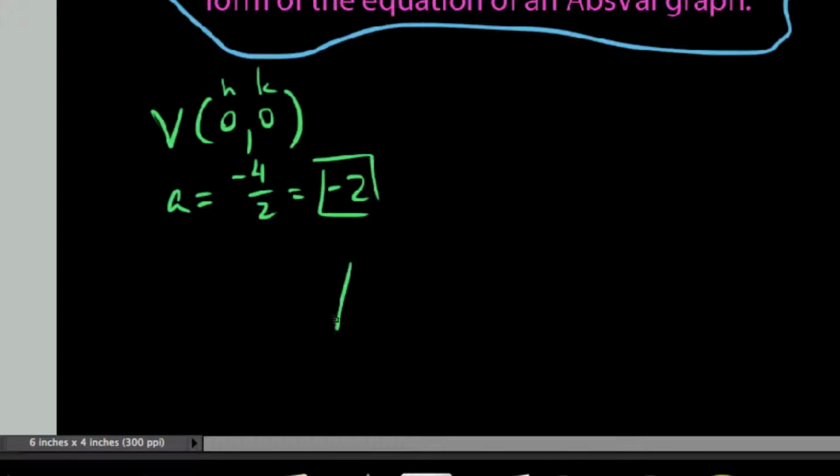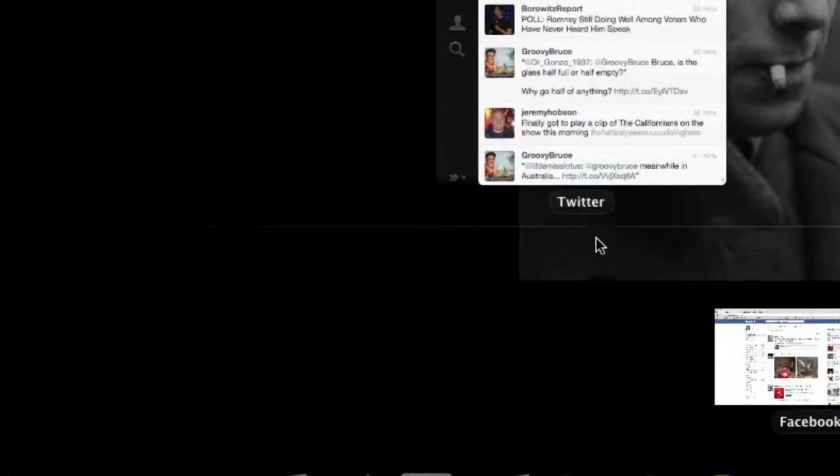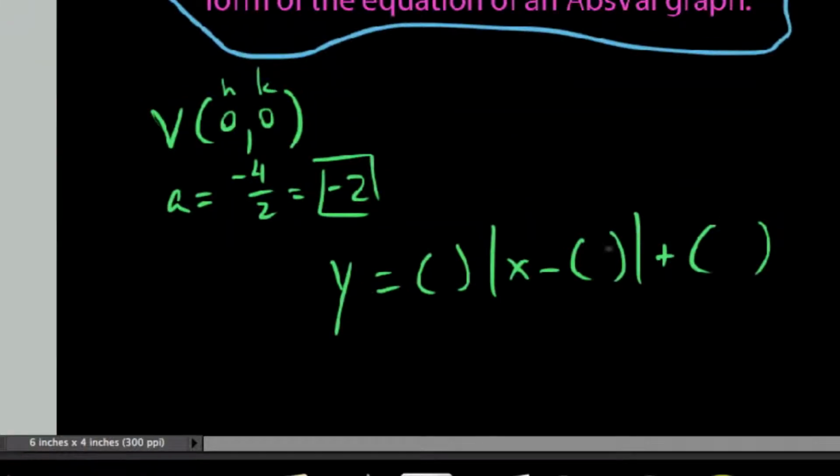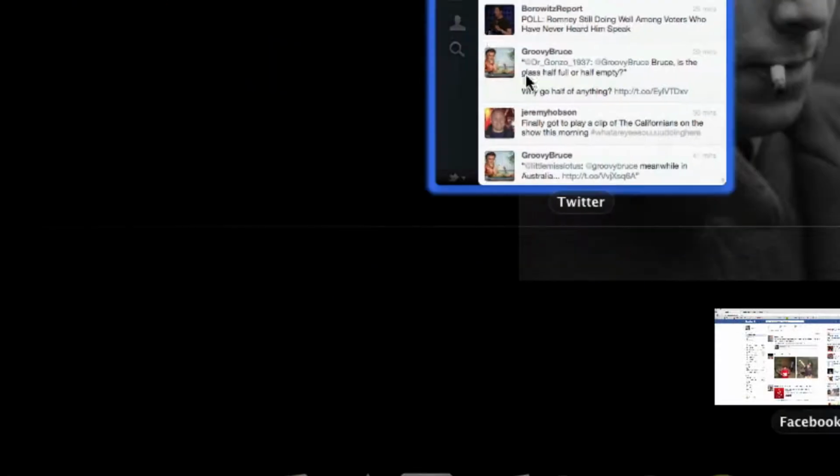Let's go ahead and pop these in. So y equals a times absolute value of x minus h plus k. H and k are 0 and 0, and our a value is -2. That's how we end up with just y is -2 times the absolute value of x, because those zeros don't have a whole lot of bearing on our absolute value graph.